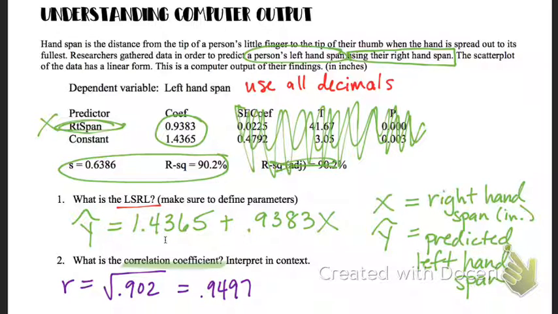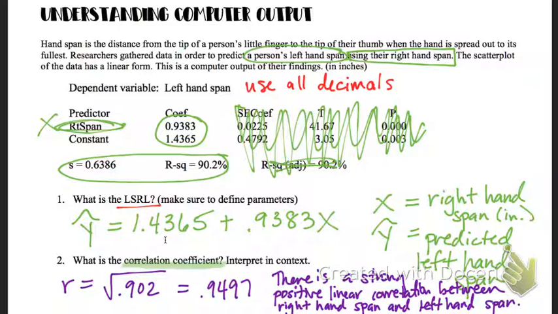0.94997. Okay, try to interpret that with your table. Linear? Yes. Remember LSD, linear strength direction. You have to say like between right hand span and left hand. Yeah, so you need to give the context of the x and the y variable.